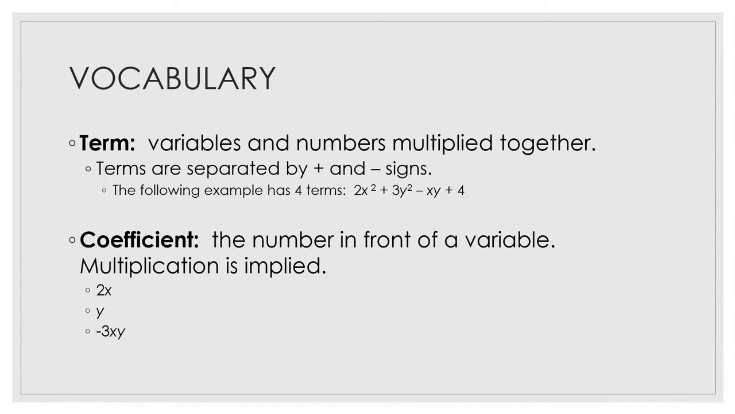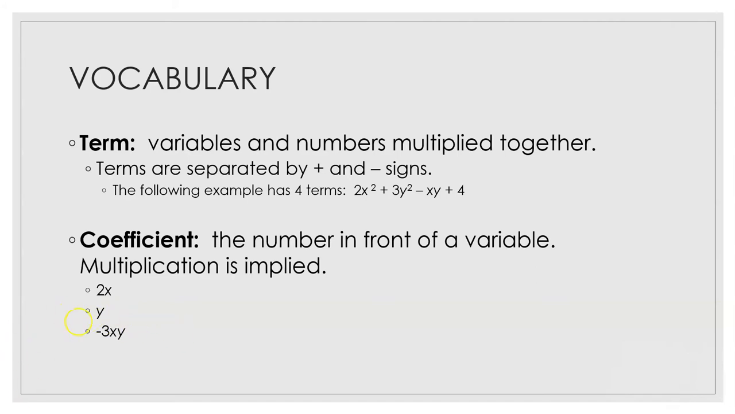Next is the word coefficient. Coefficients are the numbers that are in front of a variable, and it means multiplication. So in the expression 2x, the 2 is the coefficient, and it means 2 times x. In the second example here, when you're just looking at a variable like y, if you don't see a number in front, it's assumed that it's a 1. So y would have a coefficient of 1, and it just means 1y.